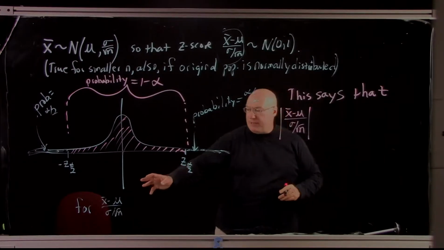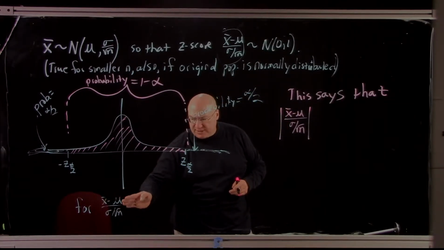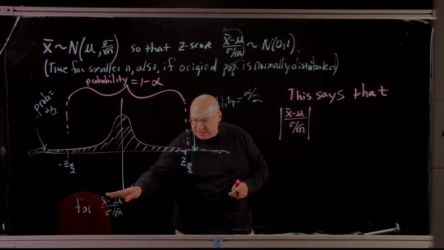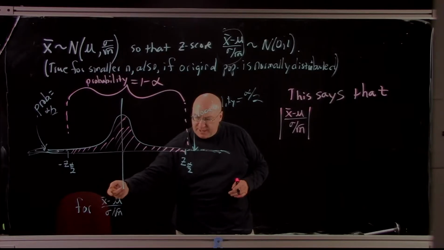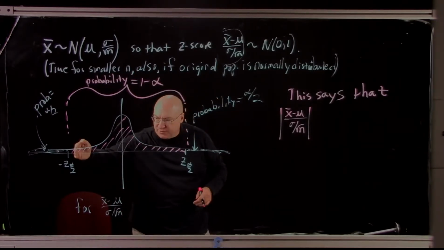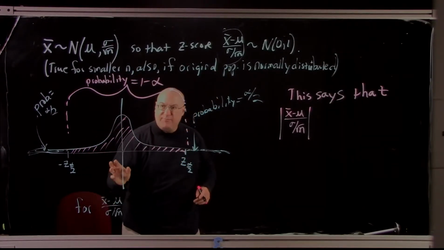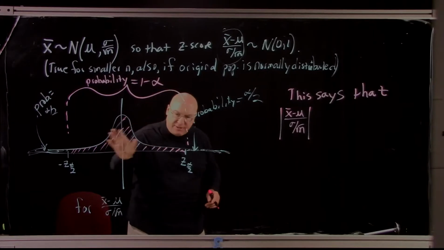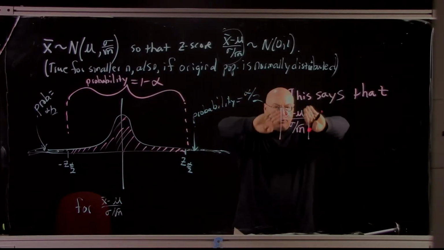So this number can be positive or negative, right? If x bar is a little bigger than mu, it's a positive number because that down there is positive, so positive divided by positive is positive. If x bar is a little smaller than mu, I get a negative number on top, and when I divide, I get a negative number. That's why I can go all the way down to negative z alpha over 2 and all the way up to z alpha over 2, and in there I have a probability of 1 minus alpha of landing with this value.